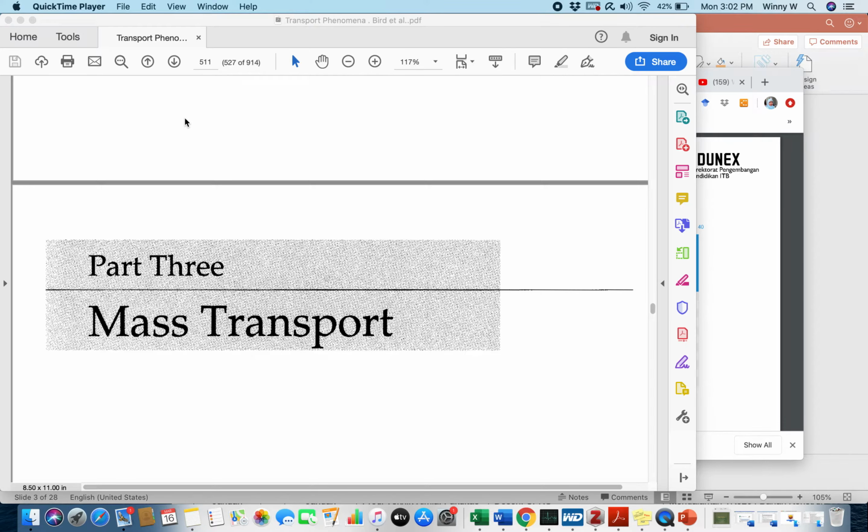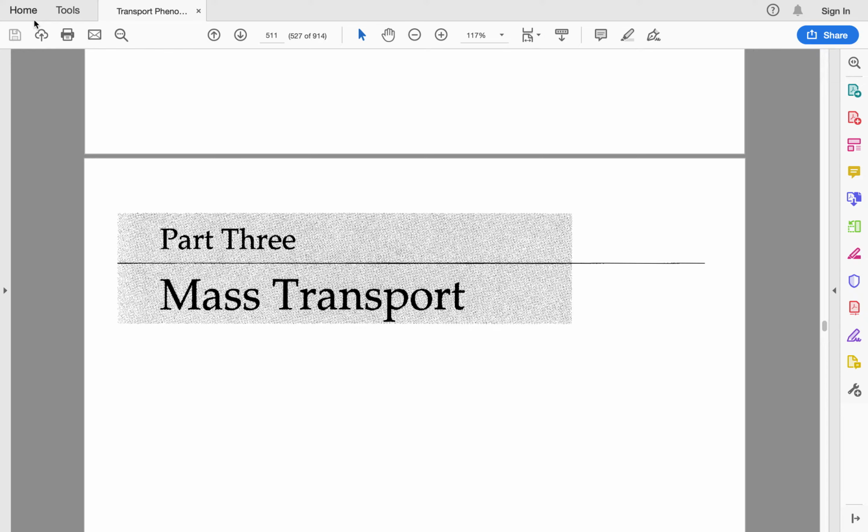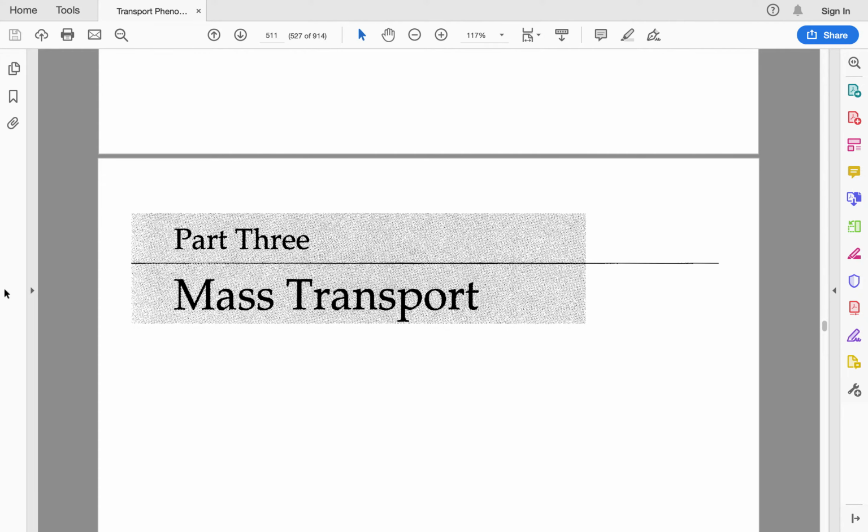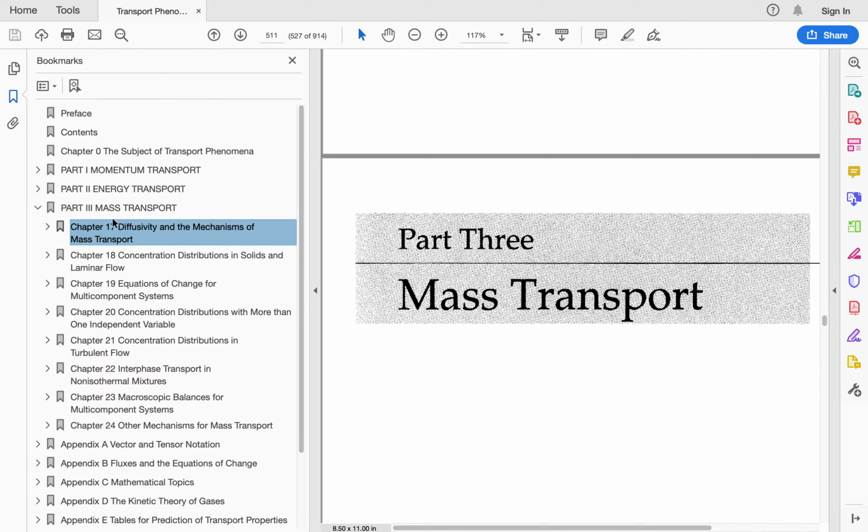Our class today, we're going to start talking about mass transport in part 3. The mass transport is available in part 3 of Bird's book. So if you can see here, this is part 3, mass transport. We're going to start talking about what diffusivity is and the mechanism of transport, and then we will explain much more about concentration distribution in solids and laminar flow.